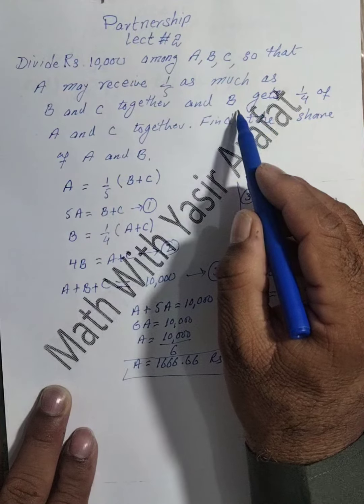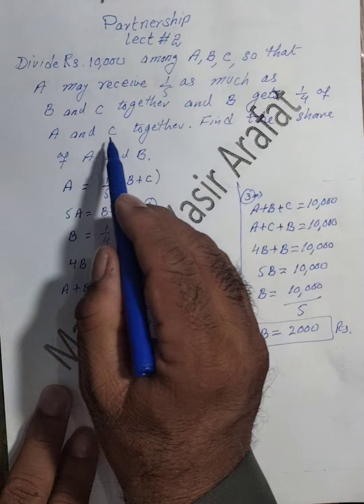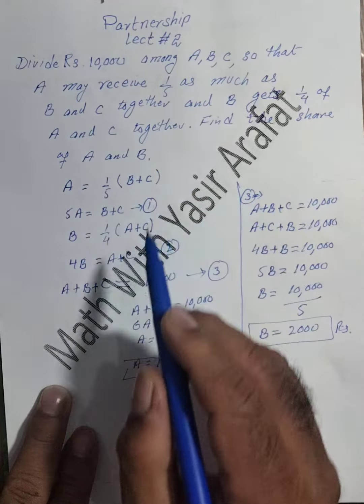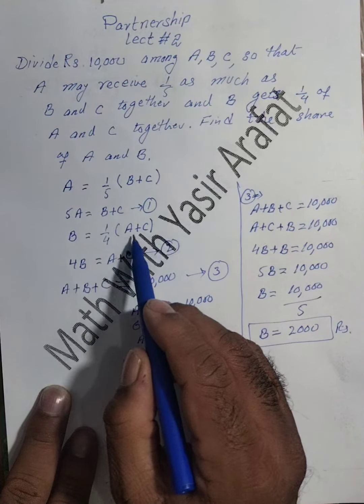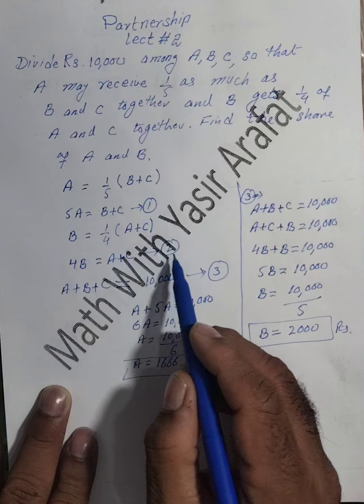Now come to the second condition, the same question. B gets 1 upon 4 of A and C together. So B is equal to 1 upon 4 of A plus C. So this 4 we have to shift here. So this is equation number 2.